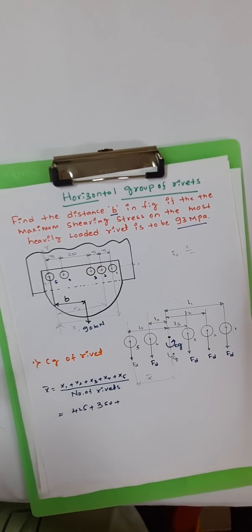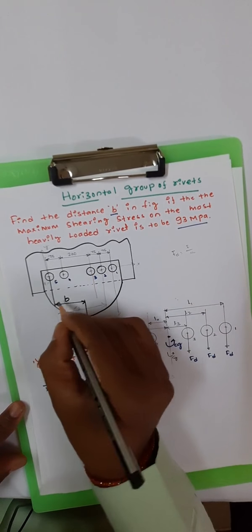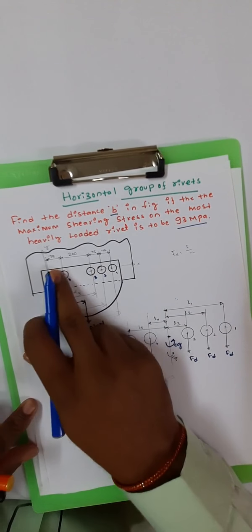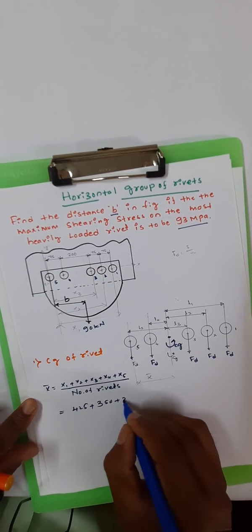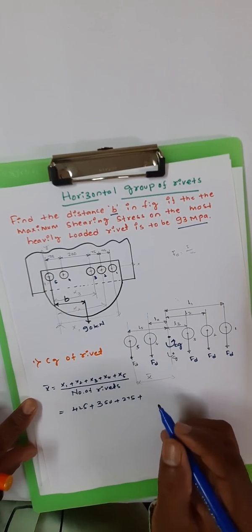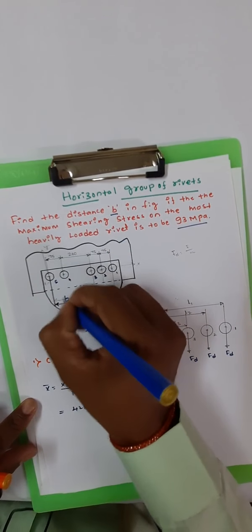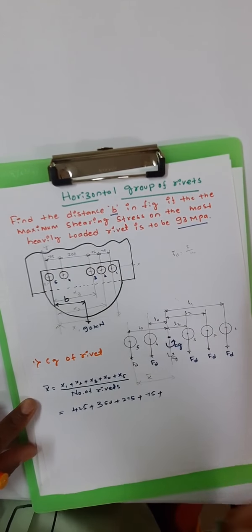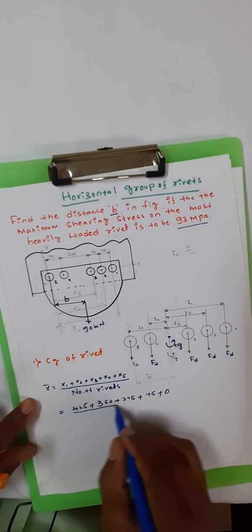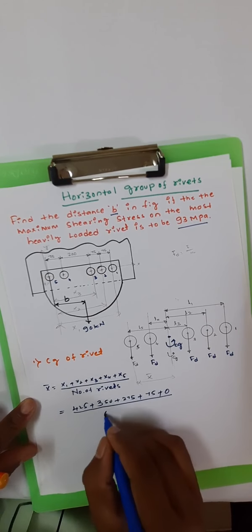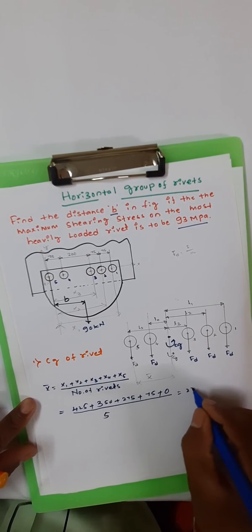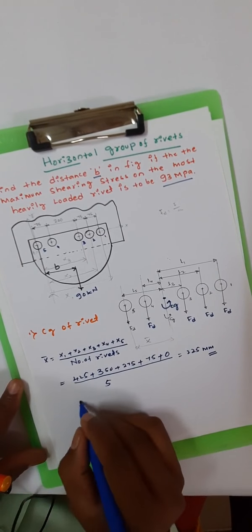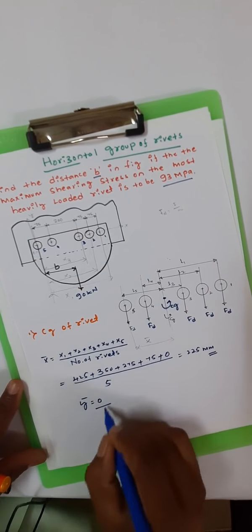How to find X3? From here, this is X3: 75 plus 200, which is 275. Finally X4 is this distance, 75, plus X5, which is 0, divided by the number of rivets, 5. If you simplify this, we get 225 mm. Here there is no vertical group of rivets, so directly Y bar is equal to 0.